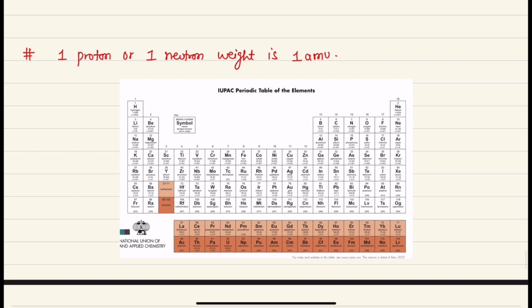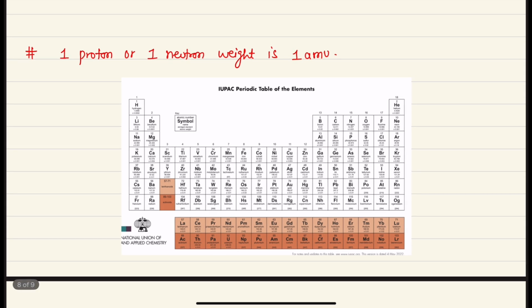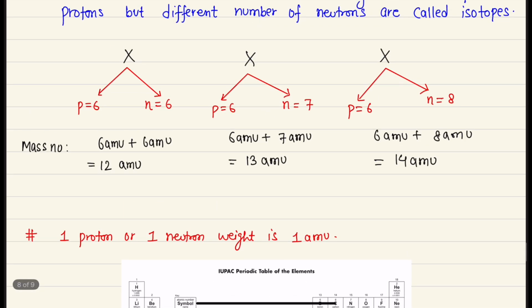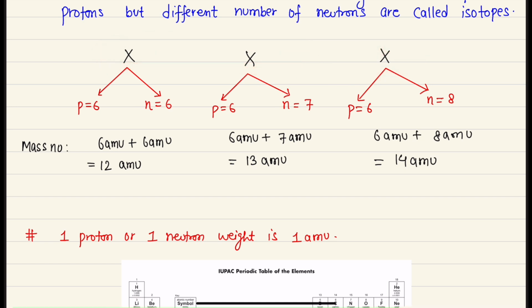It means after seeing the periodic table, we found out this is the carbon atom, and it means these 3 atoms are different versions of carbon that have different numbers of neutrons but the same number of protons. And these types of atoms are called isotopes of each other. All 3 are isotopes. Okay?